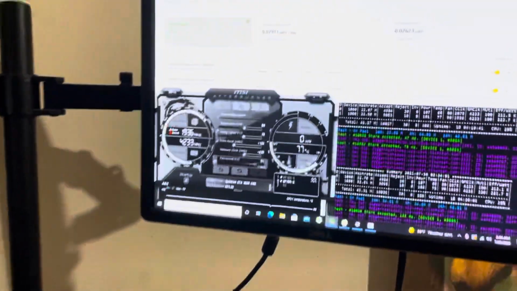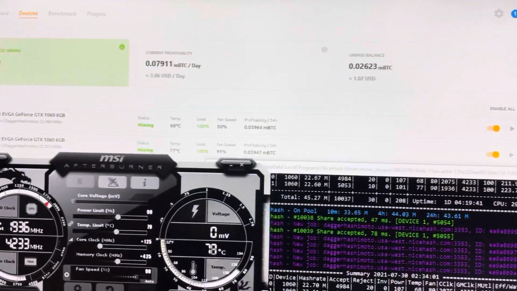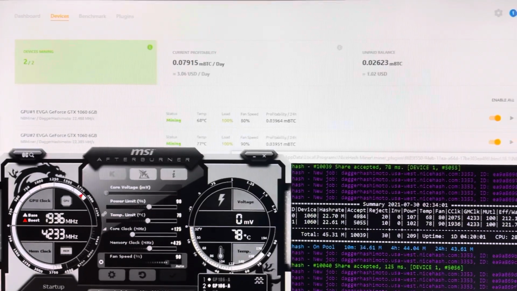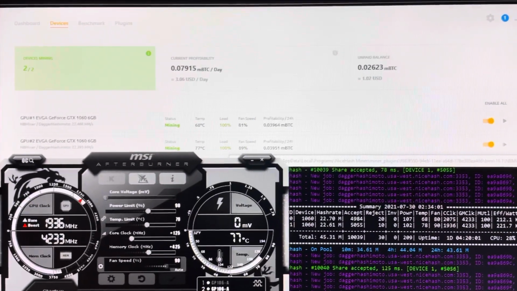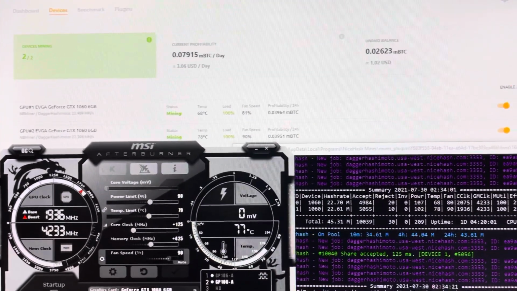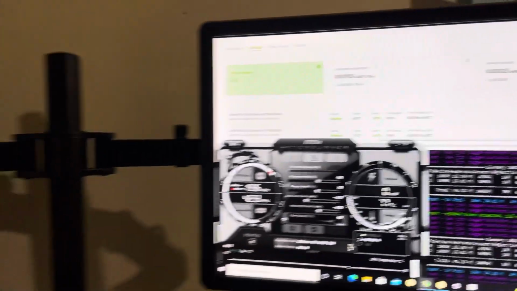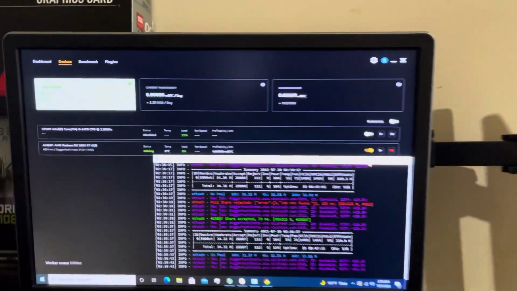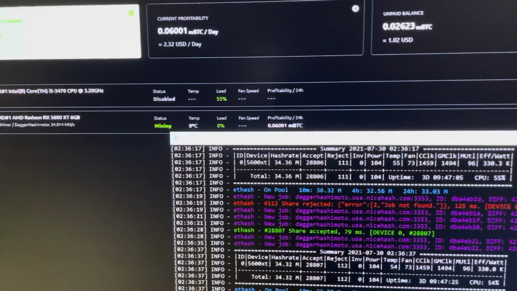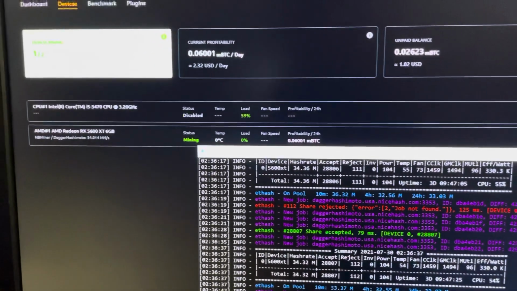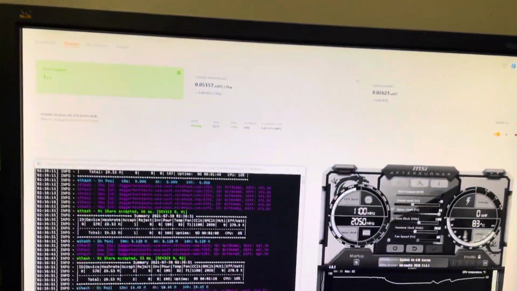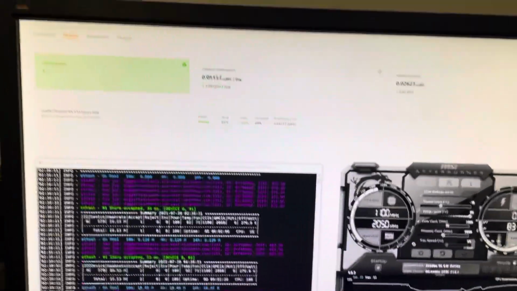Today we'll be going over profitability on Nicehash, Betterhash, the GTX 1060s, RX 570s, 5600 XTs, and even 6700s. I'm just going to show you profitability on Nicehash, because currently most of them are mining on Nicehash, profitability on Betterhash, and which one's better.